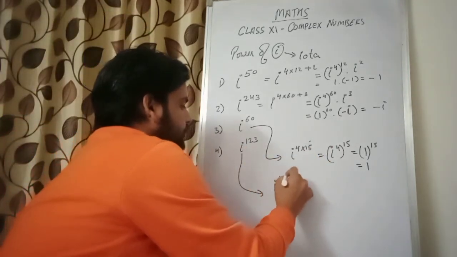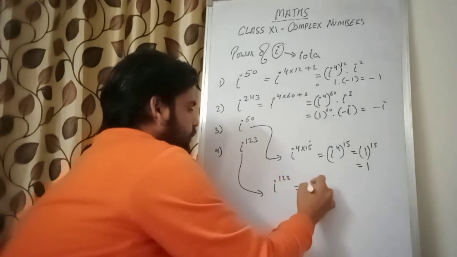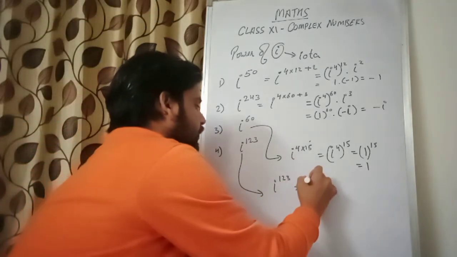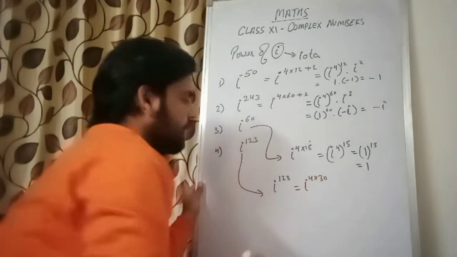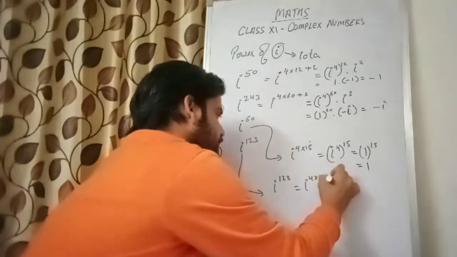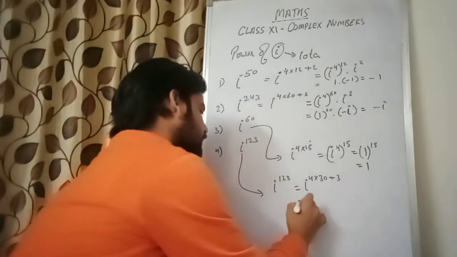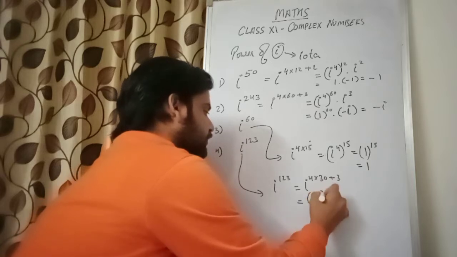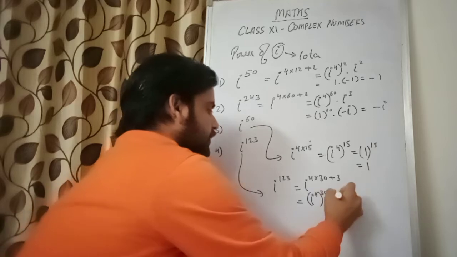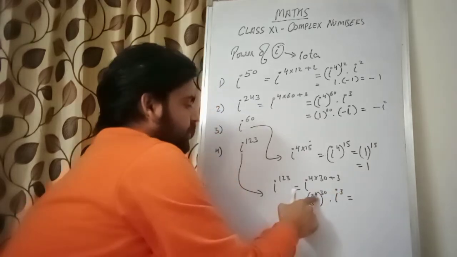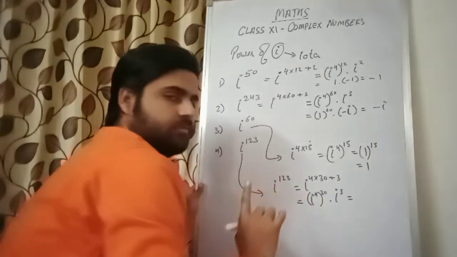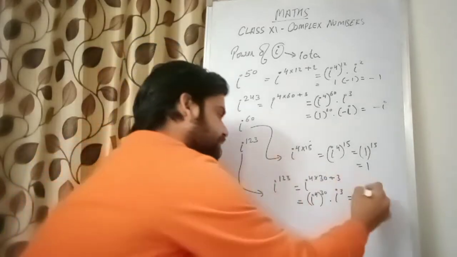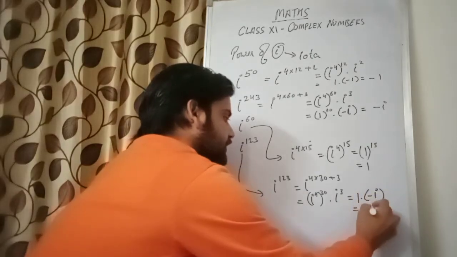Let's do this one. i to the power 123. So now how will you break this? We can say this as 4 into 30, so that will be 120 plus 3, so 123. So I can write this as i to the power 4 to the power 30 dot i cube. So i to the power 4 is 1, so 1 to the power 30 is 1 only, into i cube is what? Minus i. So the answer is minus i.